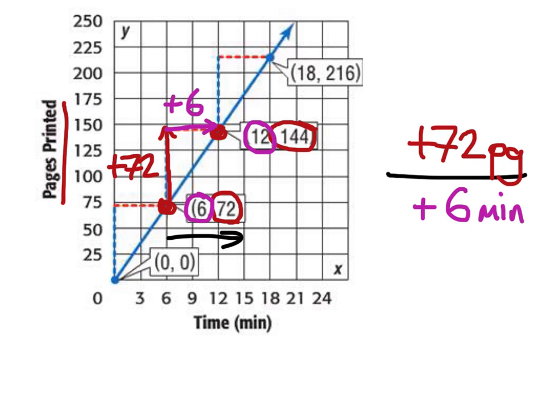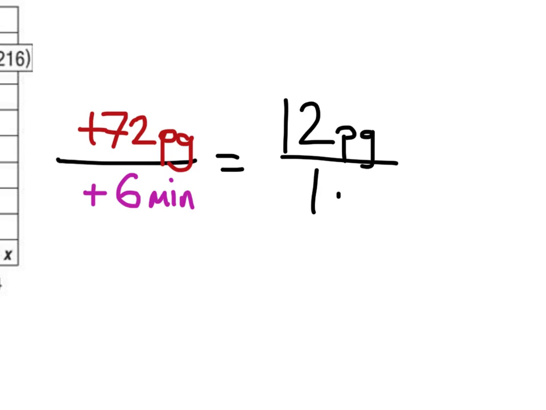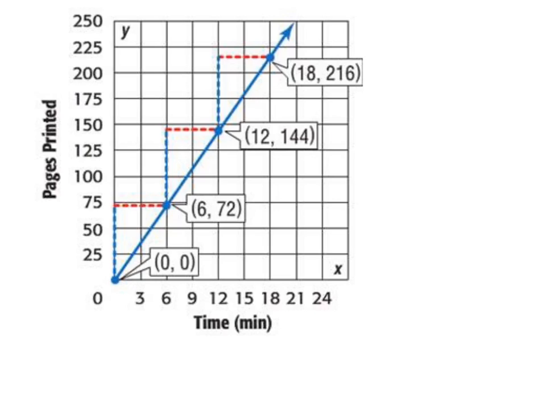You pretty much just have to do 144 minus 72 divided by 6, and it would be, very good, 12 pages for 1 minute. Bam, rate of change. We found it. All right, here's another way to do it.